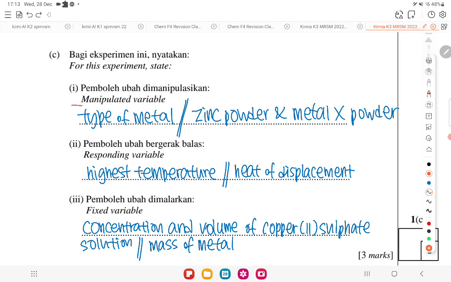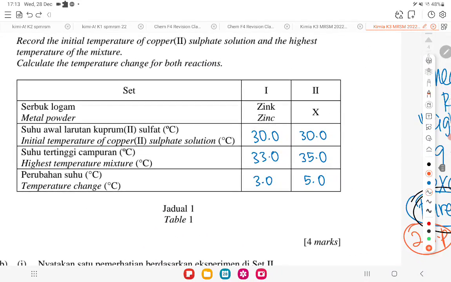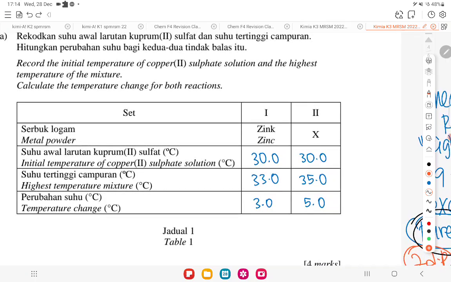So what is a manipulated variable? Something that you purposely change in the experiment. So how to find the manipulated variable? There are 2 easy ways for you to find it. The first one is you look at the table. You can see the table, what they change.